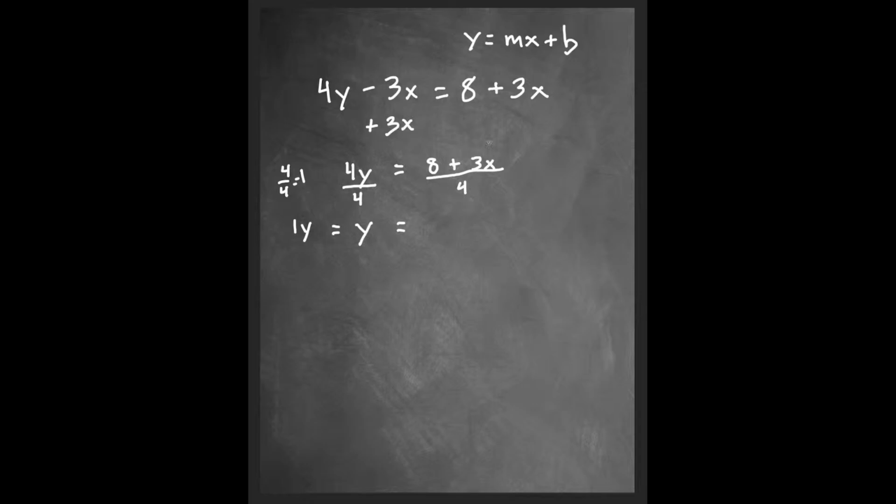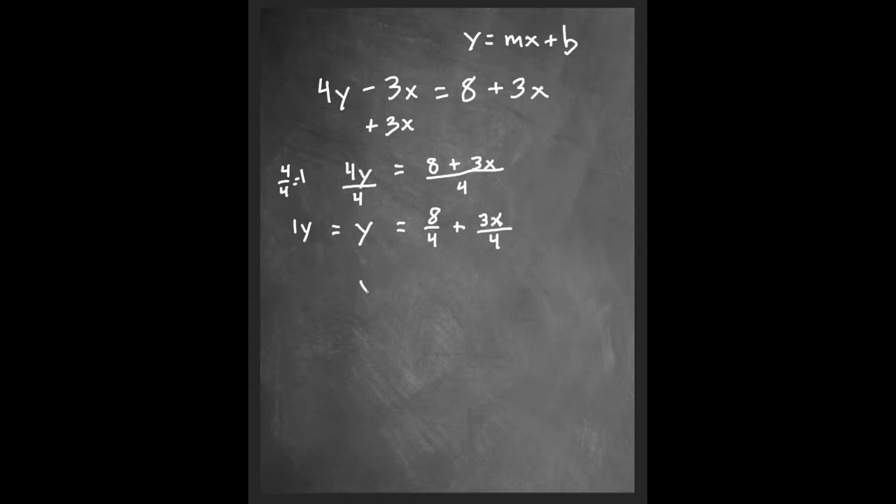So now, because there's a plus sign in the numerator, because there's addition, we have to divide each term in the numerator by 4. So let's do that. So we have 8 divided by 4 plus 3x, x divided by 4. All right.